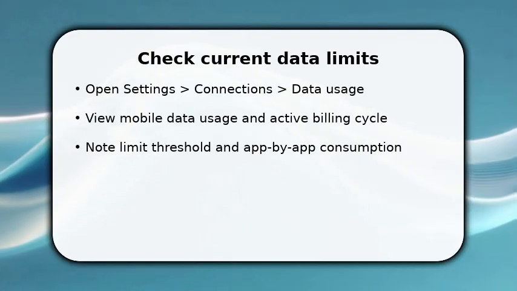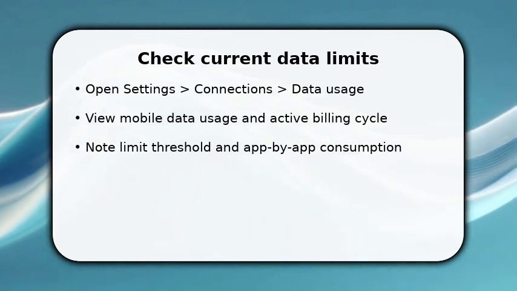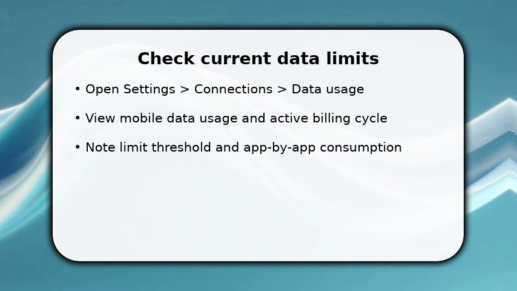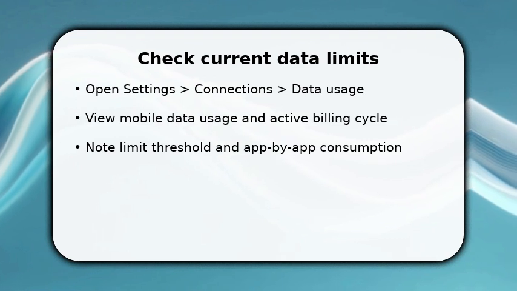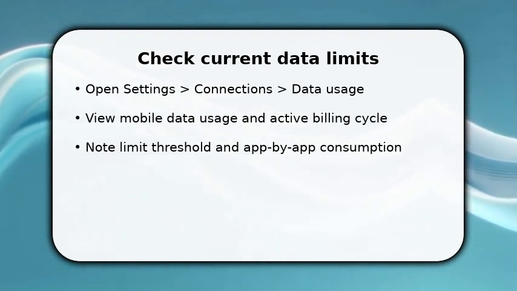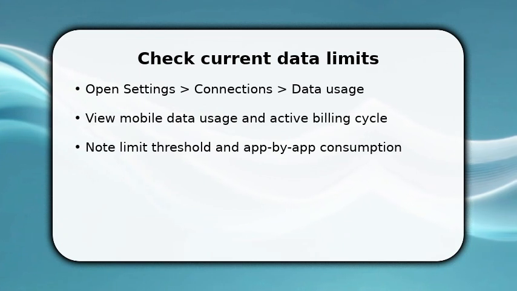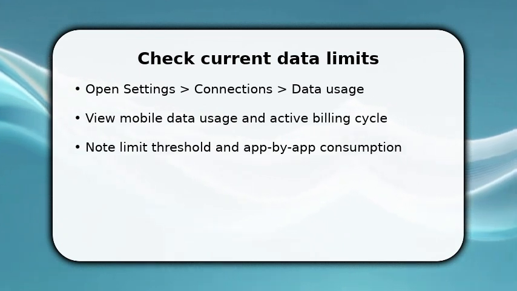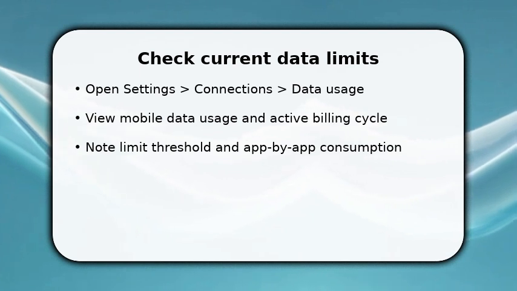You will start by confirming exactly where the limit is set and what's consuming data. Open Settings, then Connections, and tap Data Usage to inspect your current billing cycle and the data cap. Once done, scan the list of apps to see which ones use the most mobile data and note suspicious spikes or background usage. Make sure to record the set limit number and reset date so you can compare before and after changes and avoid unintended overages.